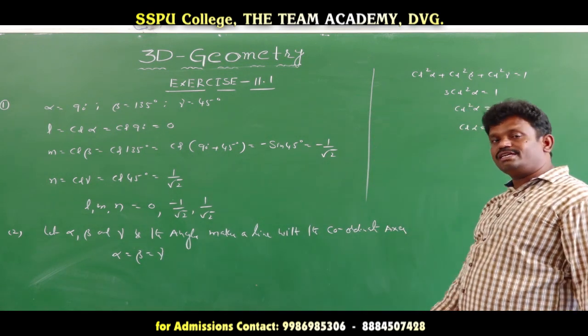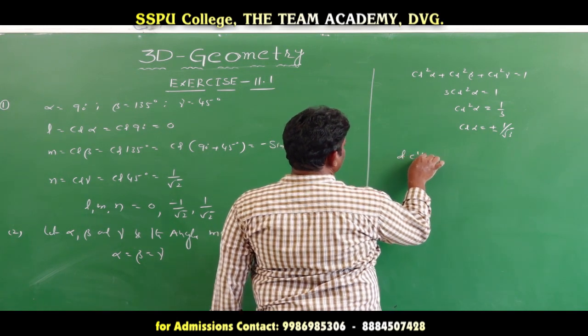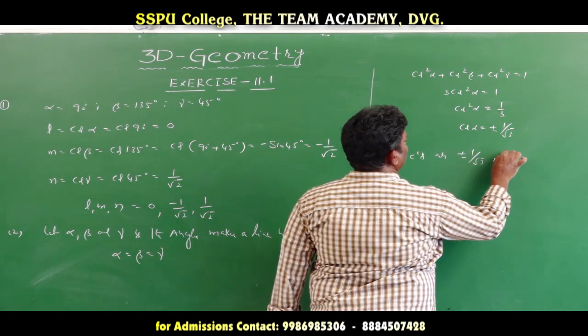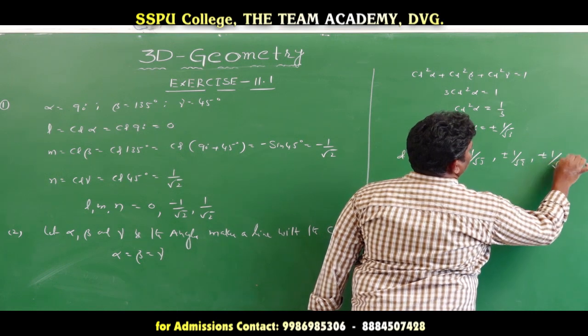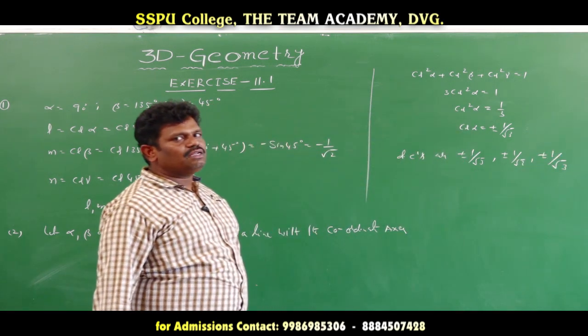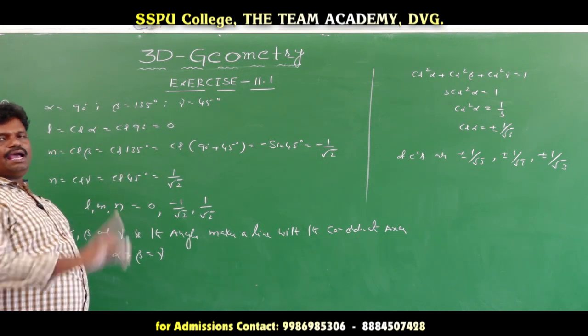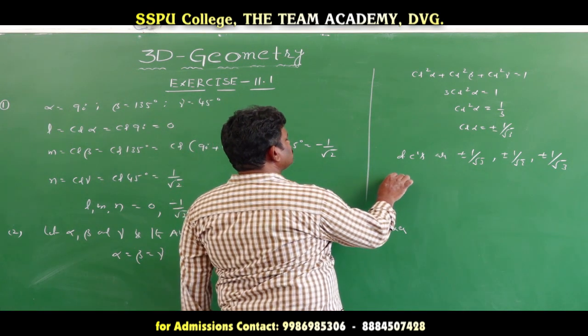Now the direction cosines, since the angles are equal, are plus or minus 1 by root 3, plus or minus 1 by root 3, plus or minus 1 by root 3. So these are the direction cosines when the line makes equal angles with the coordinate axes. Right, here is another, third question.